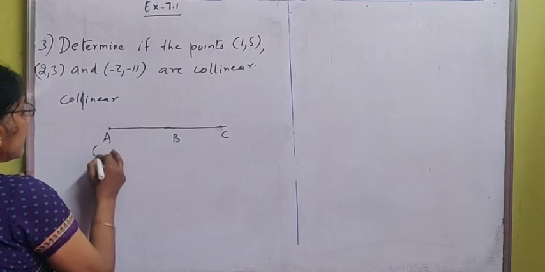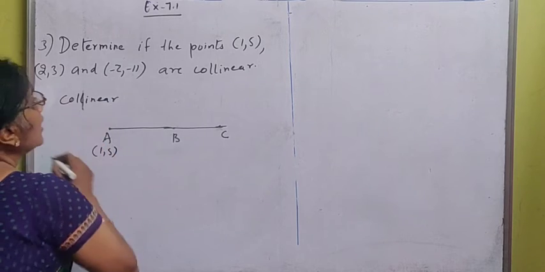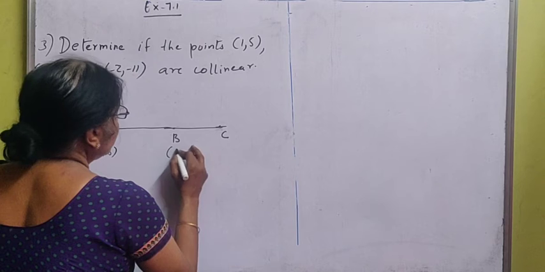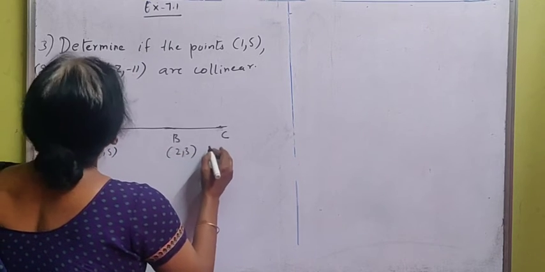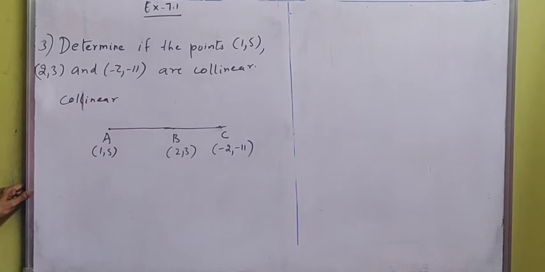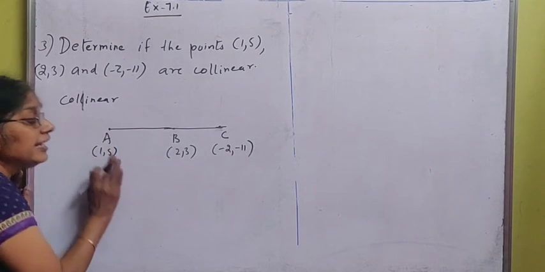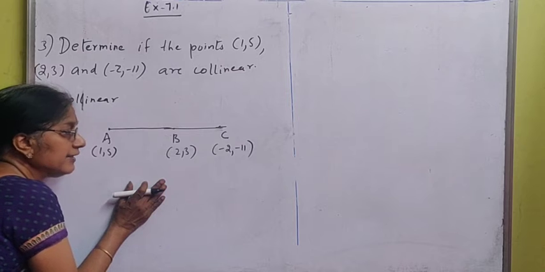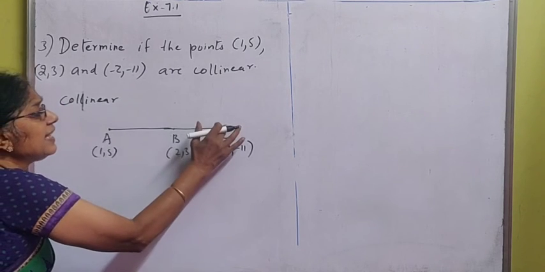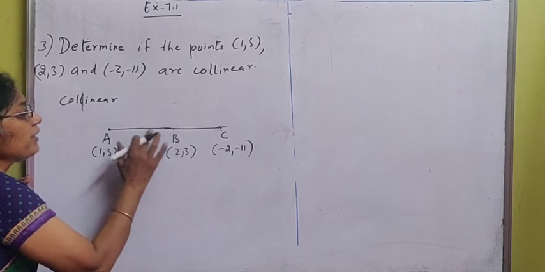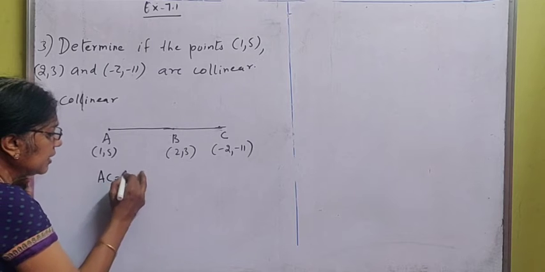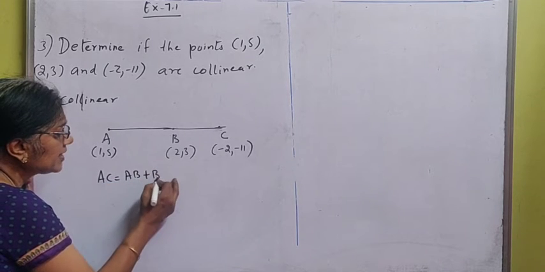Point A I will take as (1, 5), point B as (2, 3), and point C as (-2, -11). Now, if they are collinear, AC is a line segment made up of AB and BC. So I can say that AC is equal to AB plus BC.